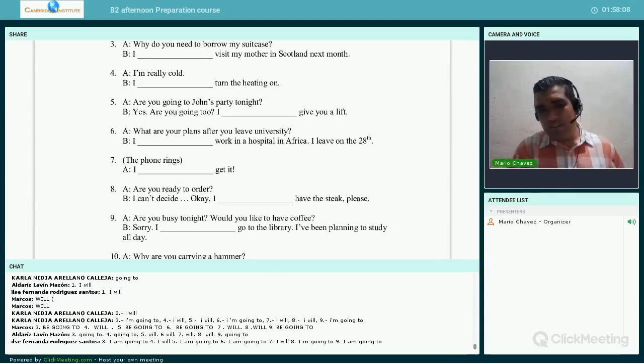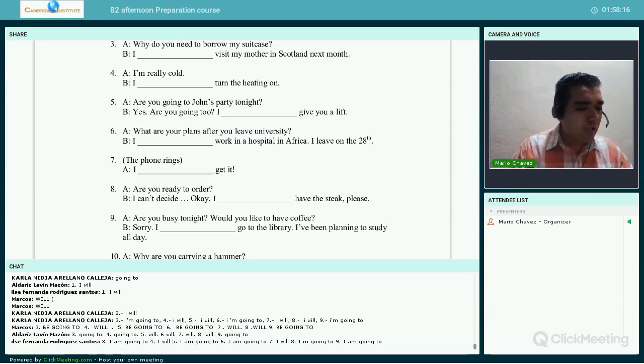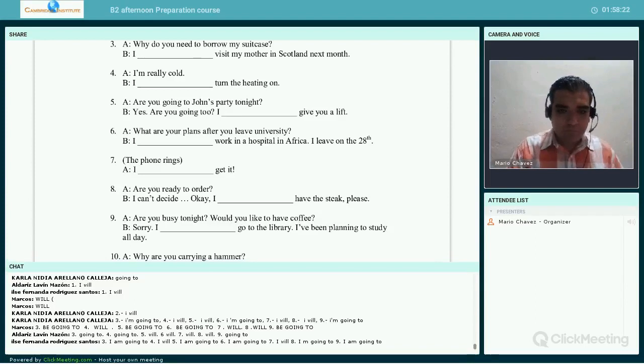Very good. I see some mistakes on your answers. So let's do it together so you guys can check all your answers, because I guess you had some troubles with this activity. As you can see, the problem is not the structure, it's the use, right?